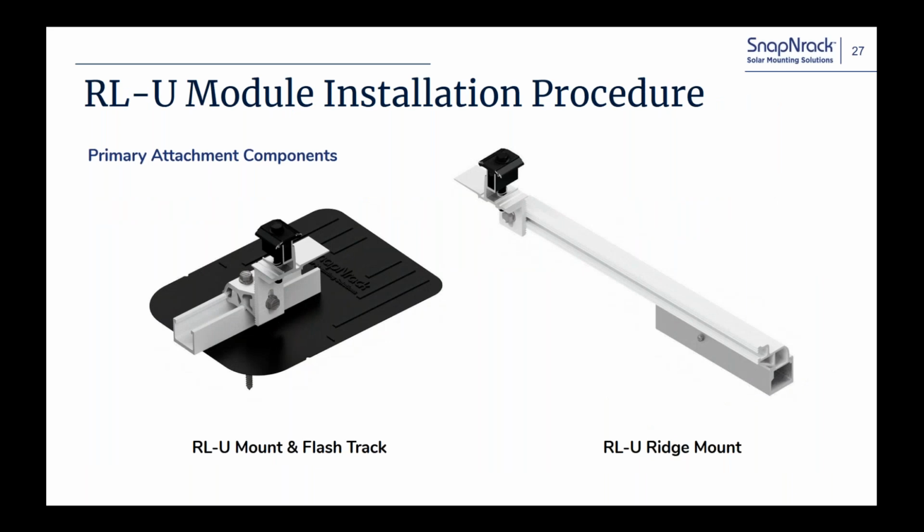So I'm going to go over the installation procedure. One other piece of hardware we do have is called a ridge extension, ridge mount, if you will. Not just used at the ridge, but anytime there's skylights or vents that you need to get around, you can move the position of that flash track underneath the modules, so that you can get the flashing installed correctly without bumping into vents or skylights or ridge caps or whatever kind of situation you're trying to deal with.